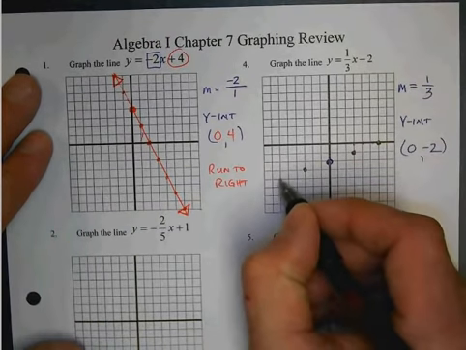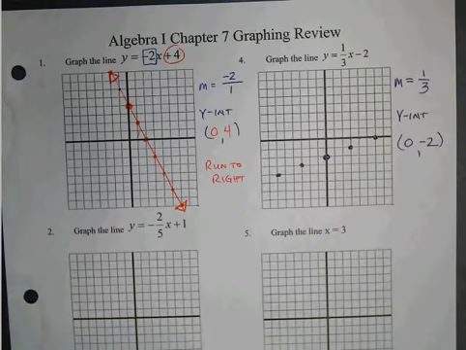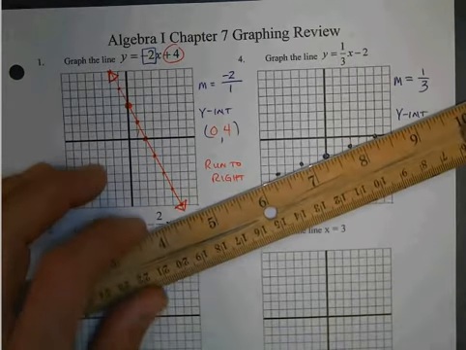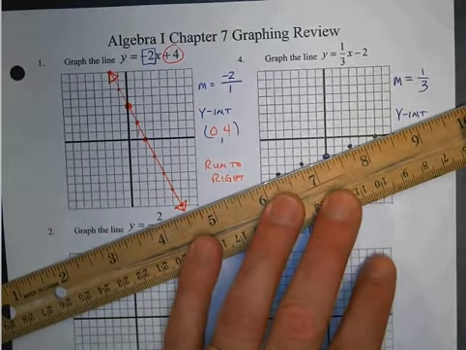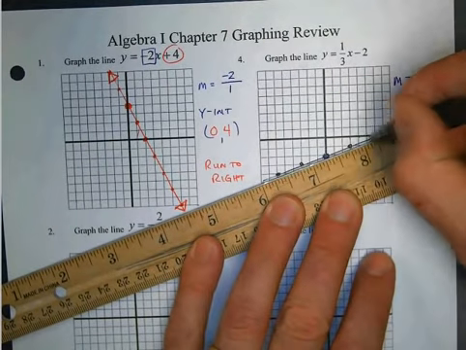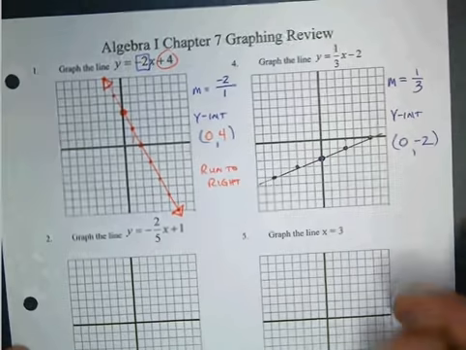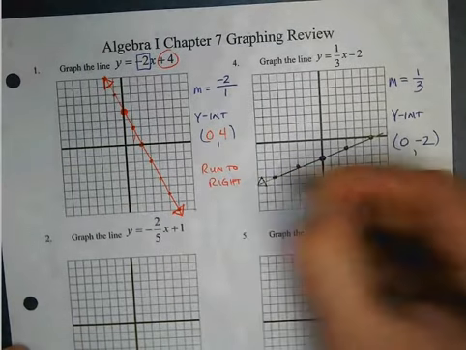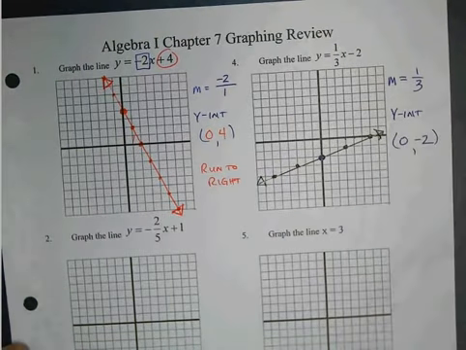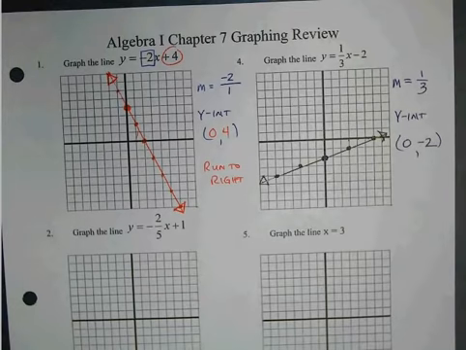Fill your graph with your points. Take your straight edge. Draw your line. Put your arrows. So the first one is going down, it's a negative slope. The second one's going up, it's a positive slope.